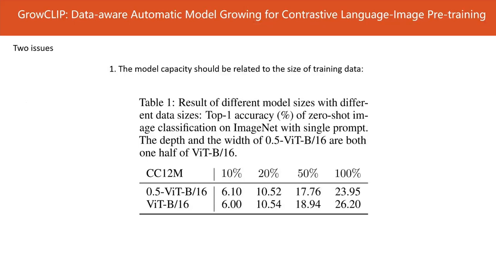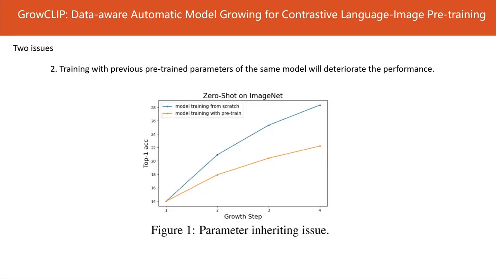Thus, the unchanged model is not practical for this real-time learning setting, and it's still an open issue how to modify and train our model with the growing data. Besides, how to efficiently make use of the knowledge of the previous model when new data is coming remains an open problem. One direct solution is to fine-tune the model with the updated training dataset. However, training with previous pre-trained parameters of the same model will deteriorate the performance due to the parameter inheriting issue. As shown in the figure, CLIP trained with pre-trained parameters has worse performance than the one trained from scratch.